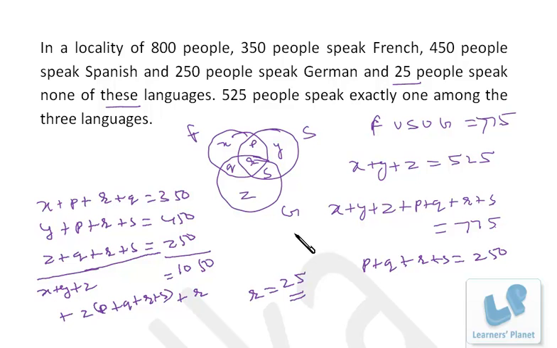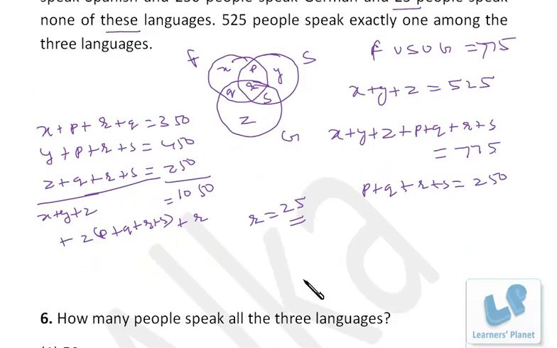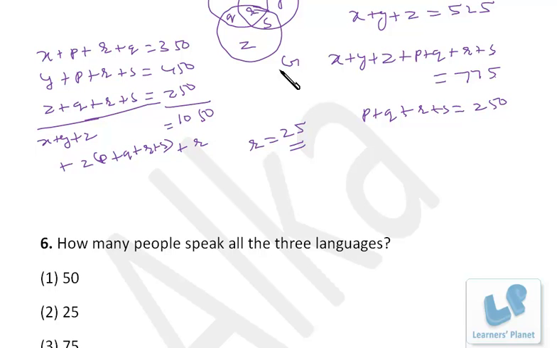Okay, so maximum calculations we have done. Now it's the right time to take the questions. So how many people speak all the 3 languages? That is R, that's 25. Okay.